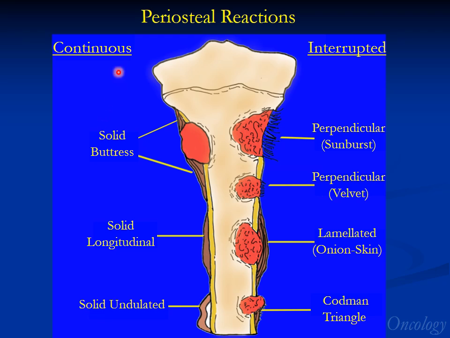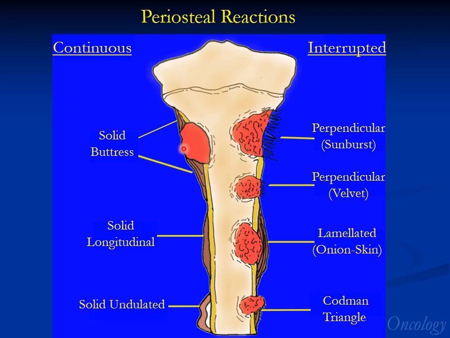Okay. We're going to turn our attention now to discussing periosteal reactions. There are continuous types of periosteal reactions and interrupted types of periosteal reactions. The interrupted periosteal reactions are the more worrisome type of reactions, which are usually indicative of malignancies, although also can be indicative of infections. Your continuous periosteal reactions are more indicative of benign conditions, or infections or Brodie's abscesses.